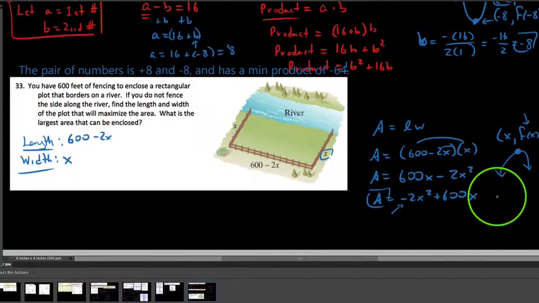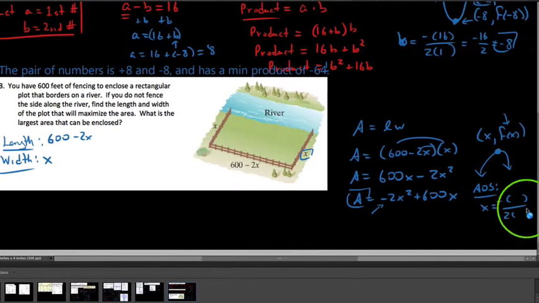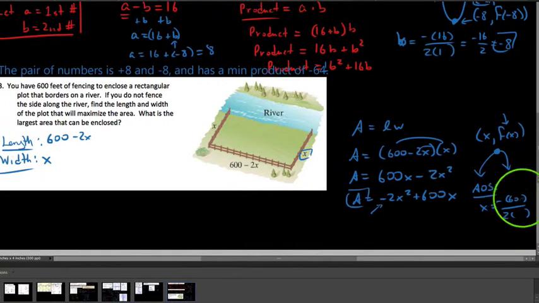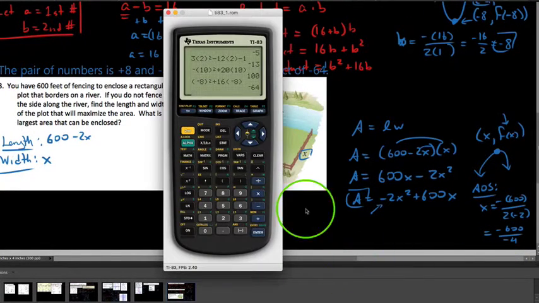So just like we normally do, let's go ahead and find our axis of symmetry equation here. We would have negative b over 2 times a. So we get negative 600 over 2 times negative 2. I actually get negative 600 over negative 4, which is the same as positive 600 over 4. I believe we get 150.